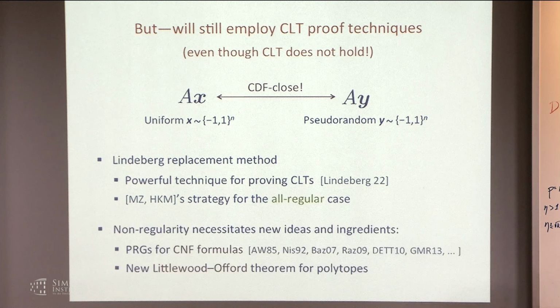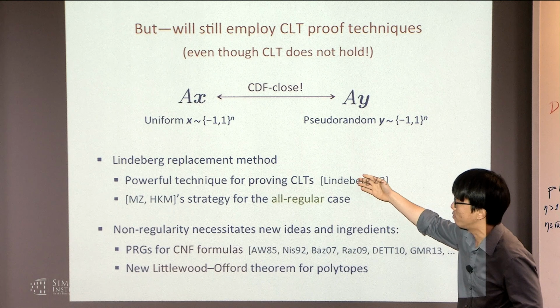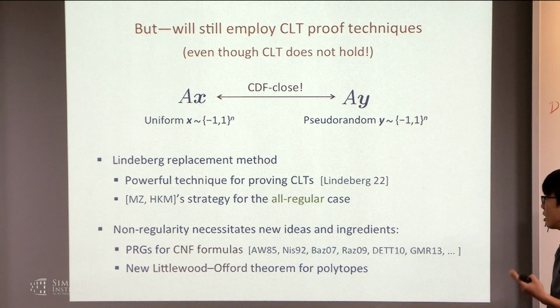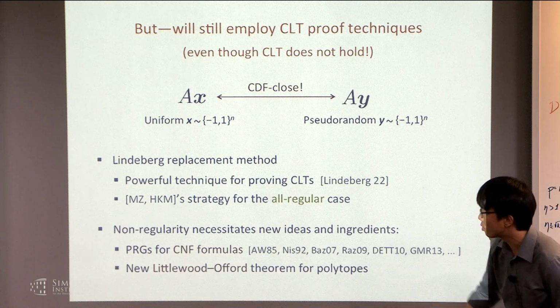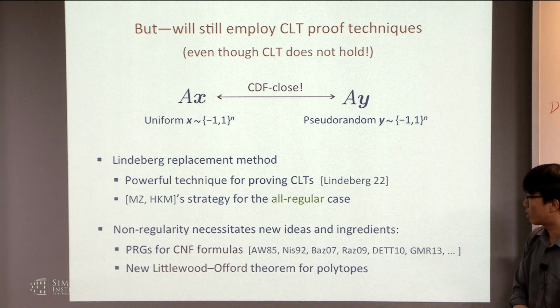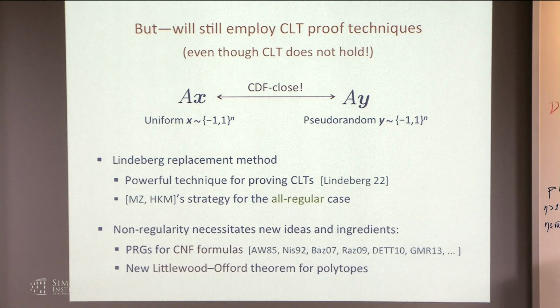However, since regularity is crucial for the technique, we need new ideas and ingredients, two of which are pseudorandom generators for CNF formulas. It is a very, very well-studied class of formulas in pseudorandomness. And as I alluded to, also a new high-dimensional Littlewood-Offord theorem for polytopes. I'm not sure if I'll have time to speak about that, but I hope I do.